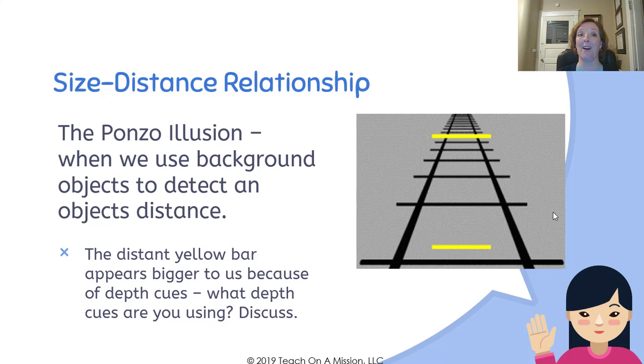We also talk about the Ponzo illusion. This is when we use background objects to detect an object's distance. If you look at the two horizontal yellow lines, the distant yellow bar appears bigger to us because of the depth cues. We feel like the lines are getting further away from us because of the way that the vertical lines seem to converge at the horizon. We talked about this in our last video. Do you remember which depth cue is being used here? Jot it down in your notes if you can.